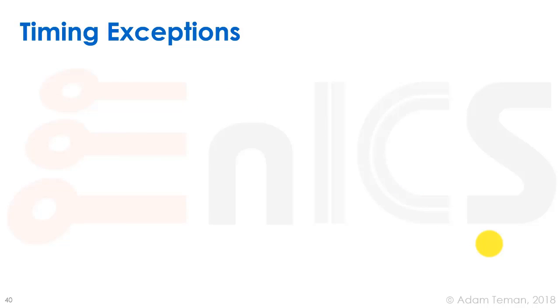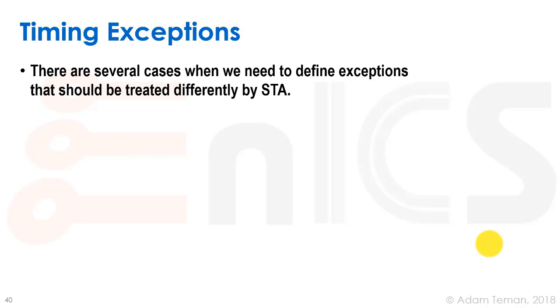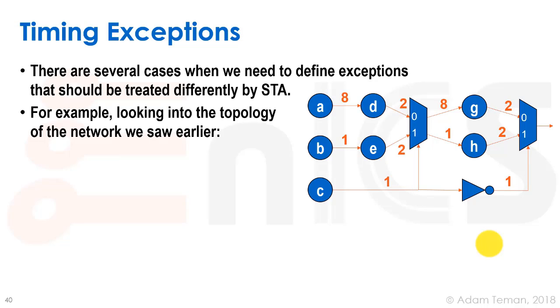Next, the category that we're going to discuss is timing exceptions, and there are several types of timing exceptions that we have to define for the STA. One of those, for example, is the topology of the network we saw earlier. If you remember, we had this type of path that was non-existent, right? Because if we had 0 here, we have 1 here, so we cannot go through that type of path, and the same for this side.